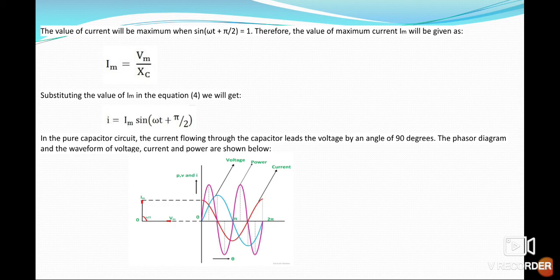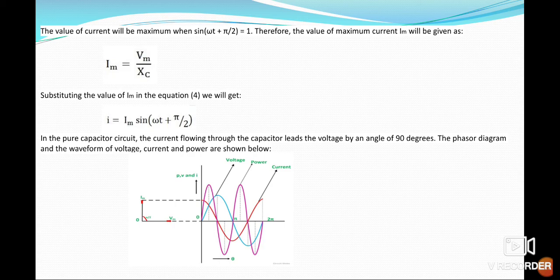So when the voltage is originating from 0, current has already started 90 degrees before the voltage. So when the voltage is attaining a value of pi, the current has already completed one cycle before 90 degrees. So we can see that the current is leading here and voltage is lagging here by an angle of 90 degrees from current.